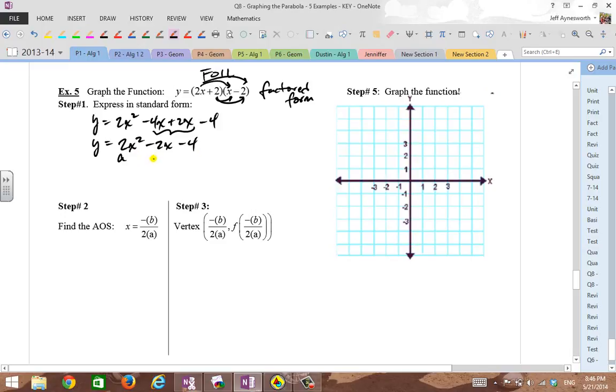And now we're going for it. A is 2, B is negative 2, and C is negative 4. Take these and substitute them in.